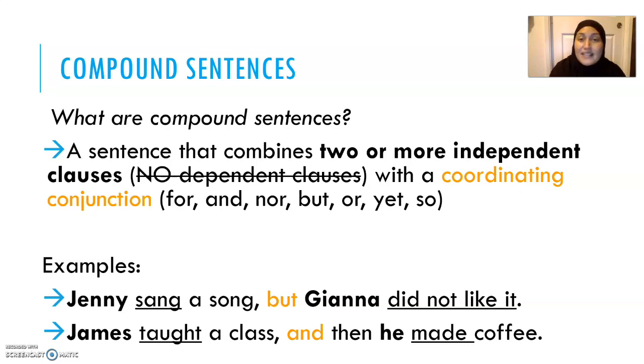Okay? Second example. James taught a class. So James, subject, verb, taught. Then he made coffee. Subject, he, verb, made. And again, they are joined by the coordinating conjunction and. So these are examples of compound sentences.